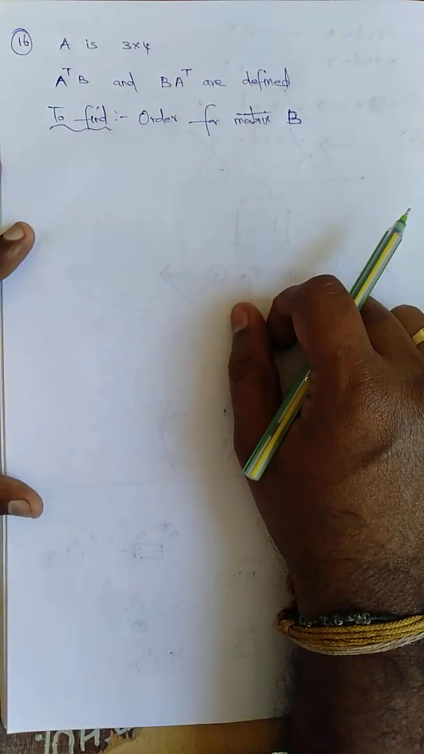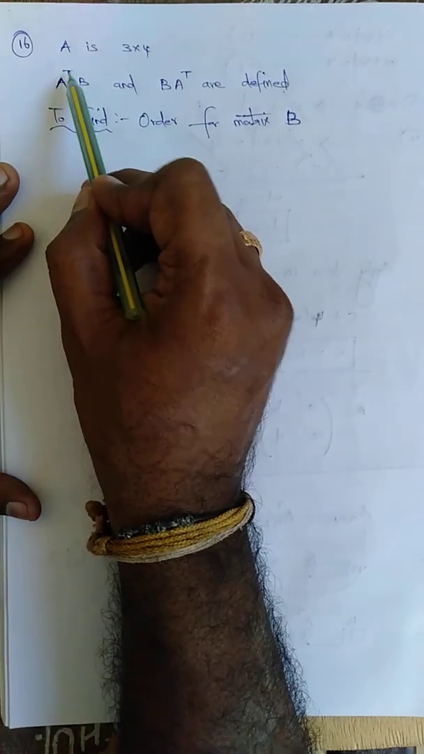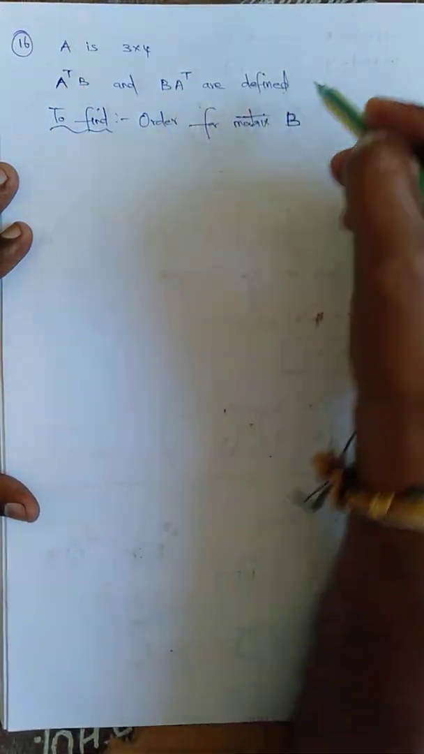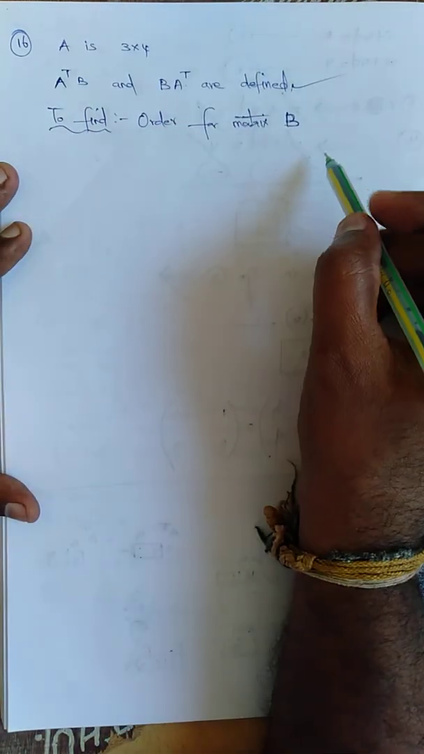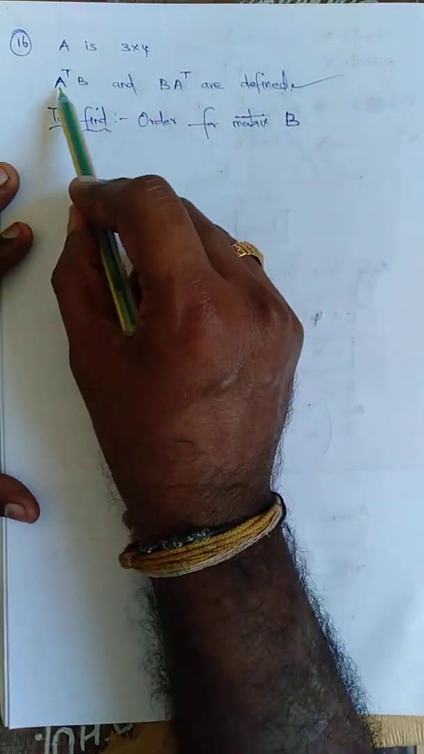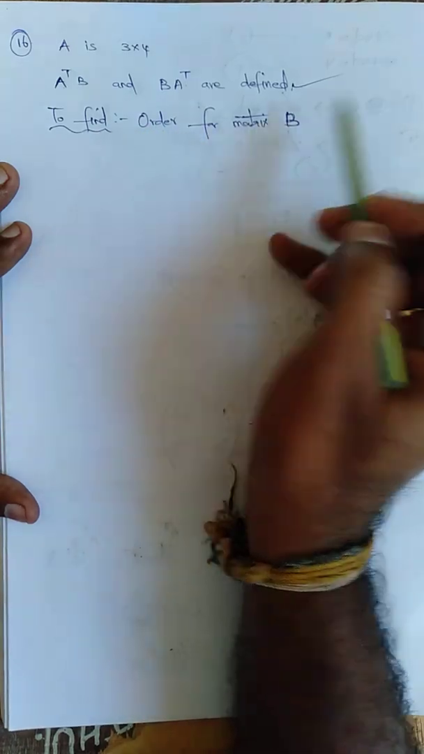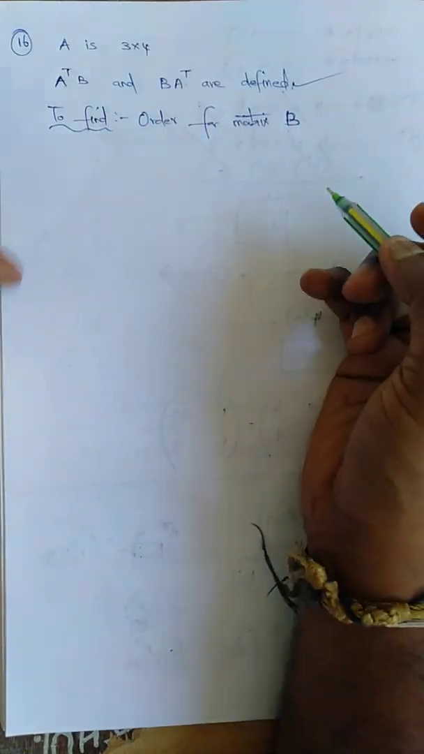A is of order 3 cross 4. A transpose B and B into A transpose are defined. So the matrix is the resultant matrix. If we are going to multiply, A transpose B and B A transpose are defined. The order for matrix A is given, and I need to find the order for matrix B.